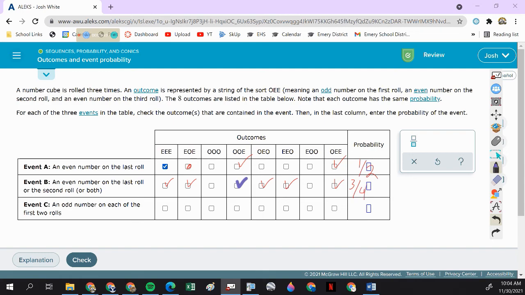Okay. Event C, an odd number on each of the first 2 rolls. The third one and the fourth one. That's it. So 2 out of 8 would be 1/4.